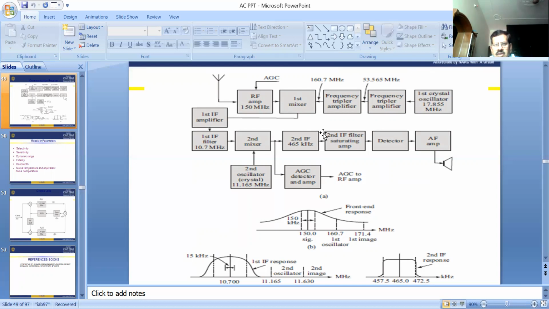So this is the second mixer, and there are a total of two mixers, first mixer and second mixer, and in both mixers there is mixing of two different signals. One is a low frequency signal and the second one is a high frequency signal. Basically the low frequency signal is the audio frequency signal, and the high frequency signal is generated by the crystal oscillators.